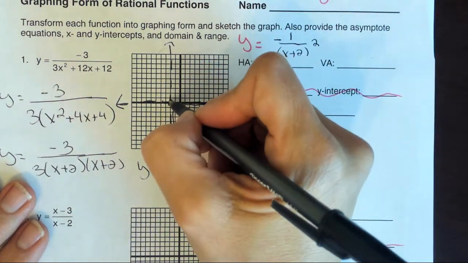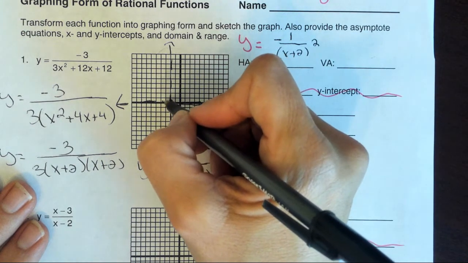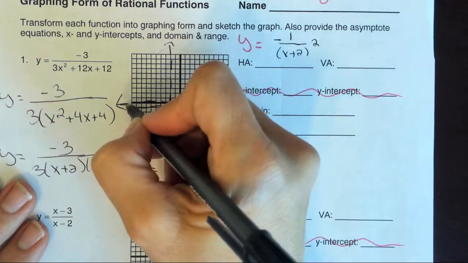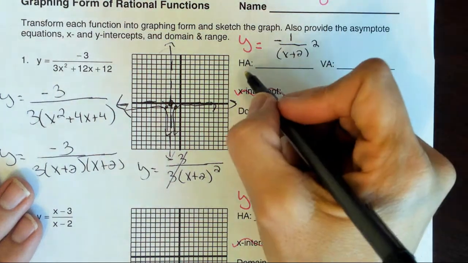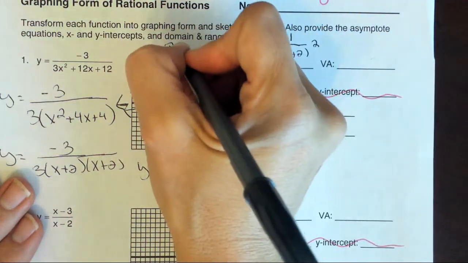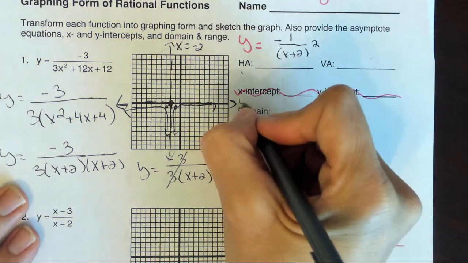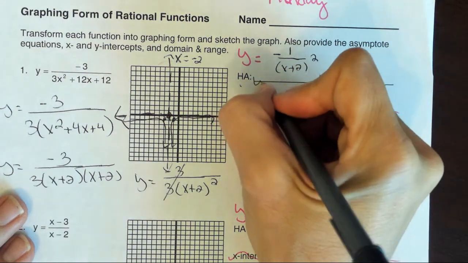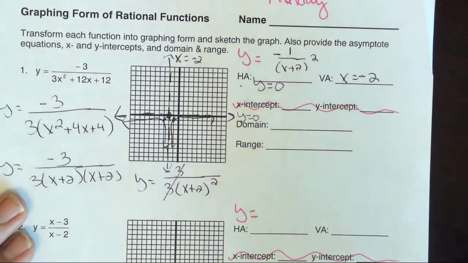I'm going to go to the other side. I'm going to go left 1. I would normally go up, so I'm going to go down 1, so left 1, down 1, and again, I'm going to approach both sides. Okay, so there is my graph. They want me to do my horizontal and my vertical asymptotes. So up here, I've got x equals -2, and on the side, I have y equals 0. So my horizontal asymptote is y equals 0, and my vertical asymptote is x equals -2.